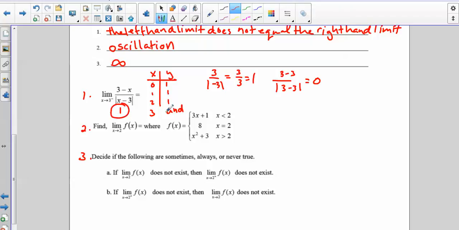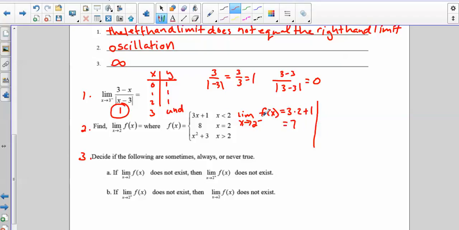That's your answer. Problem 2 is talking about a piecewise function where when you are less than 2, you have this linear function, and when you are greater than 2, you have this quadratic function, and right at 2, you have this value of 8. So what we're going to do is find your left-hand limit and your right-hand limit and see if they're the same. I'm going to do the limit as x approaches 2 from the left of f of x. And I'm going to find that by plugging 2 into this function on the left. So that would be 3 times 2 plus 1, and I get 7.